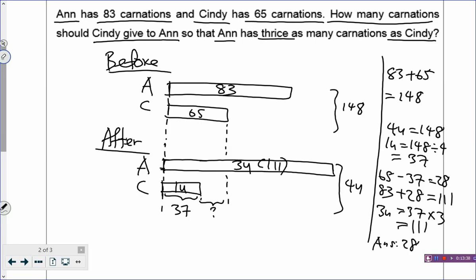Alright? And beside whatever answers you found, put it into the model. Alright, add on to your model. Makes the model look nicer, more complete. Okay, so that's how you draw the before and after model, right, without having to refer to the problem.